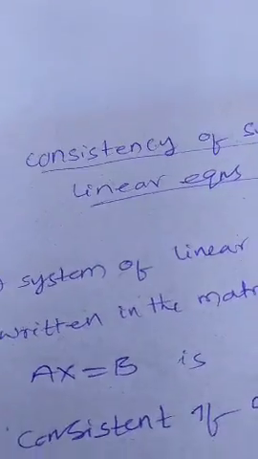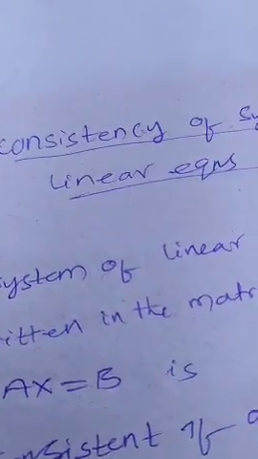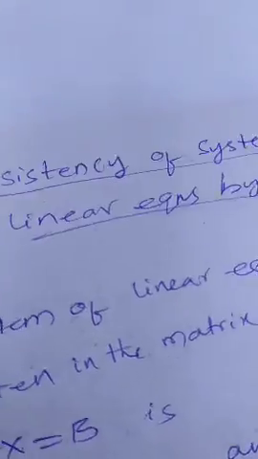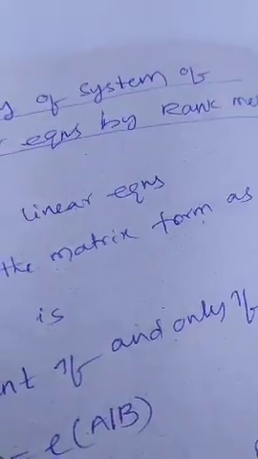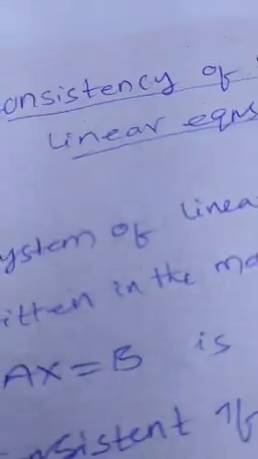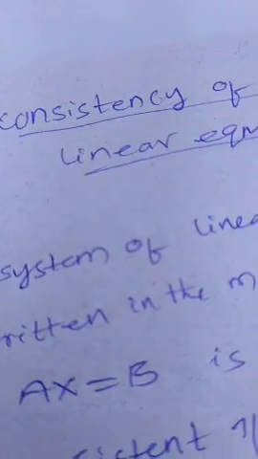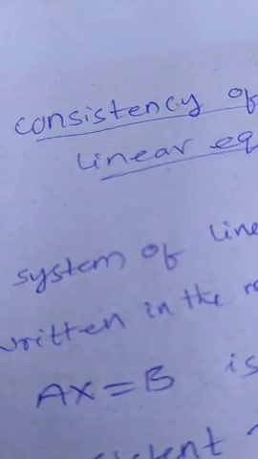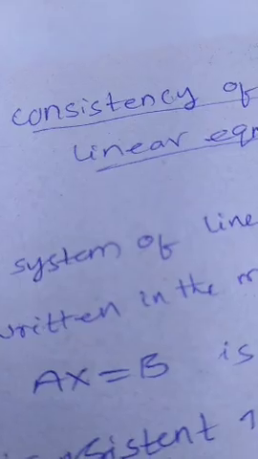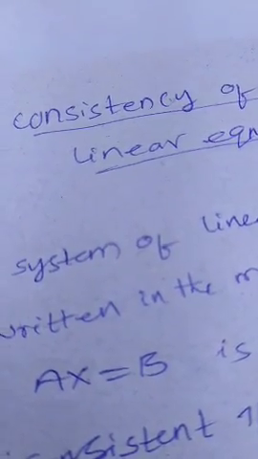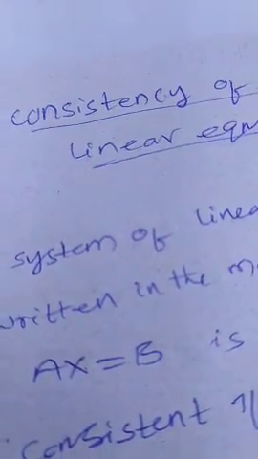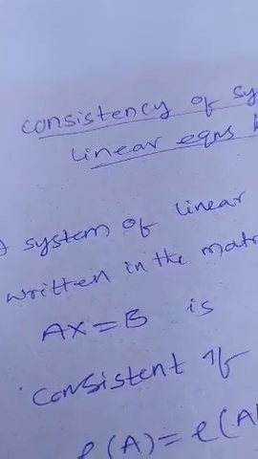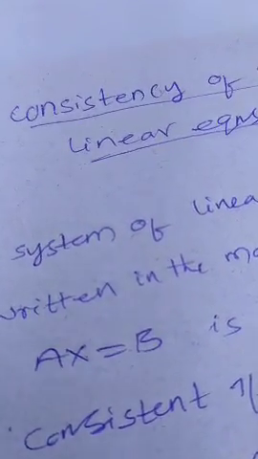Students, today's topic is consistency of system of linear equations by rank method. So already we studied consistency. If a system of equations has a solution, then the system is said to be consistent. If the system has no solution, then the system is said to be inconsistent.